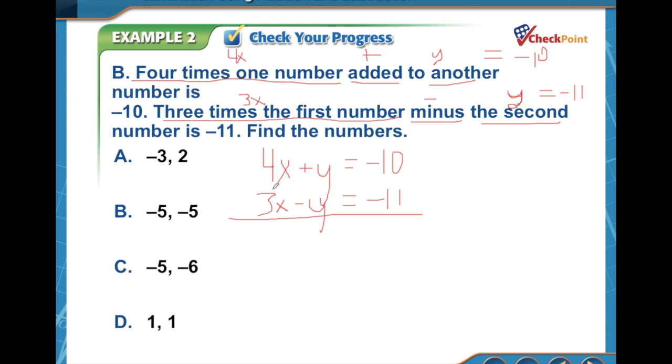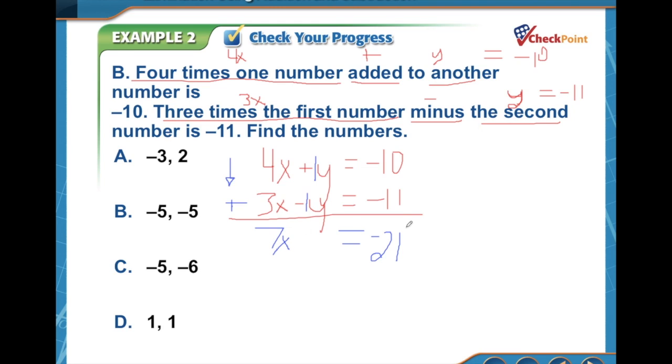The X's won't eliminate, but will the Y's? Well, you can imagine there's an invisible 1 here, so it's just positive 1y and negative 1y. Those will become 0 if you add them. So we will add everything straight down and eventually eliminate the y's. So 4 and 3 is 7x. These y's become a 0. And here, negative 10 plus negative 11 is a negative 21.